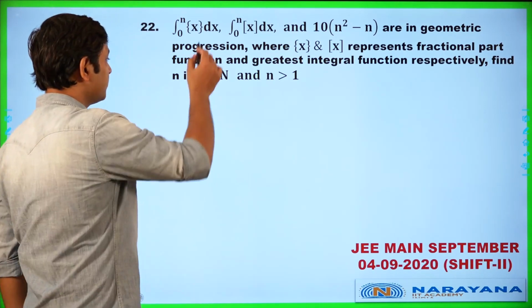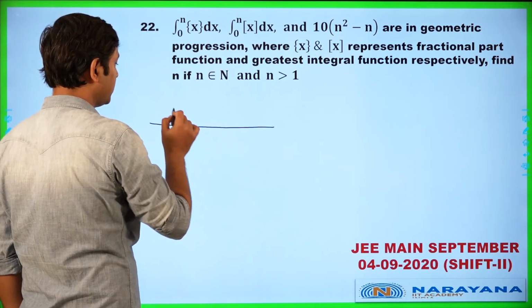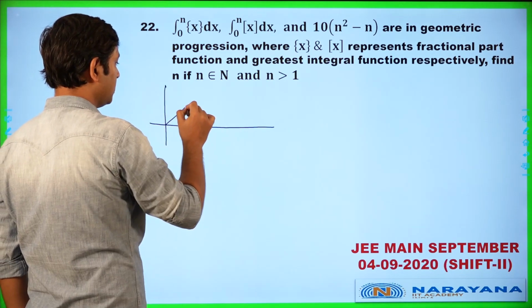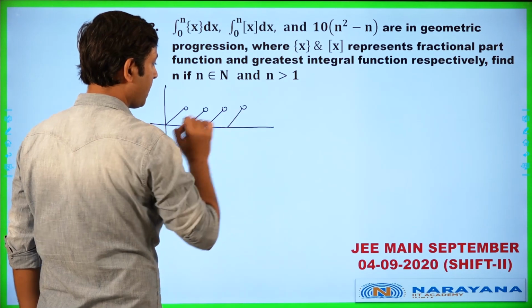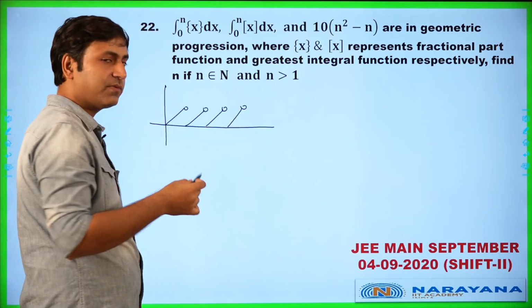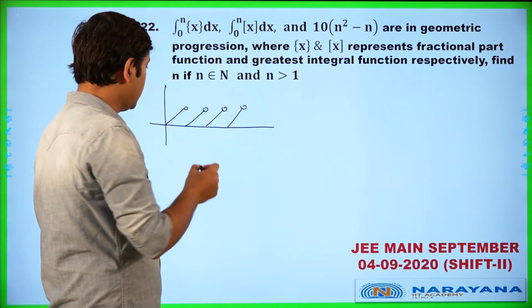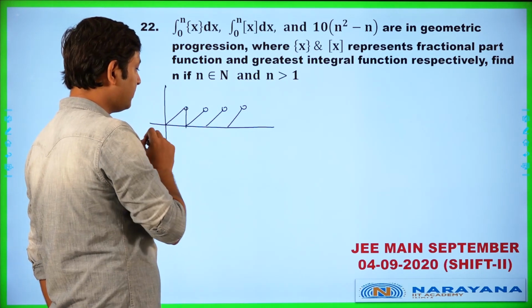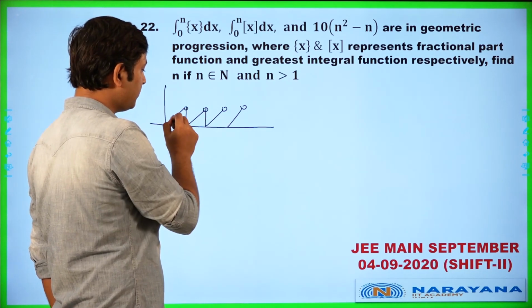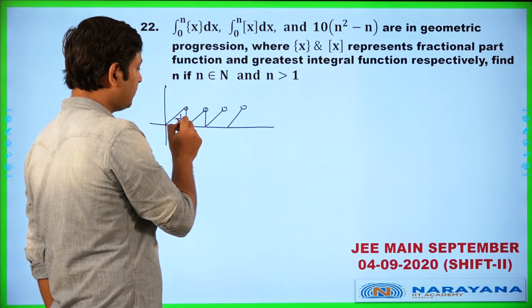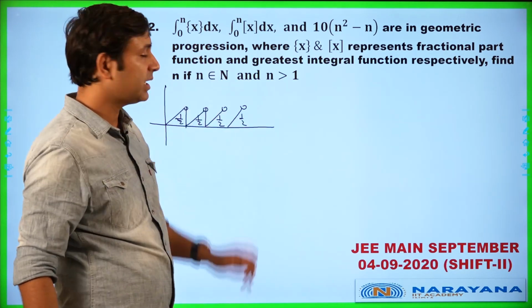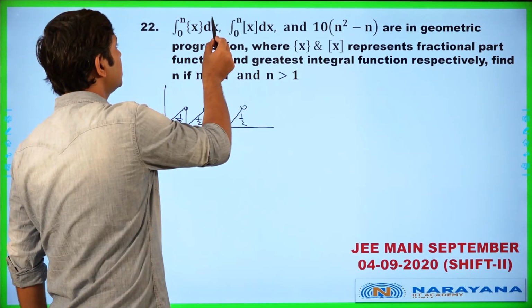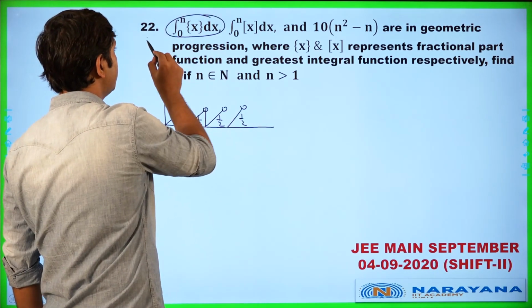Notice that the graph of the fractional part function is like this. If we want to integrate the fractional part from 0 to n, its integration from 0 to 1 will be half, its integration from 1 to 2 will be half. So half plus half plus half will happen how many times? N times. This expression is simply n by 2.